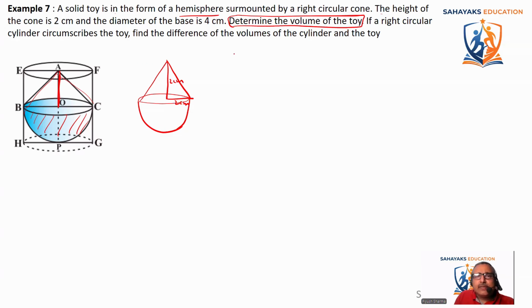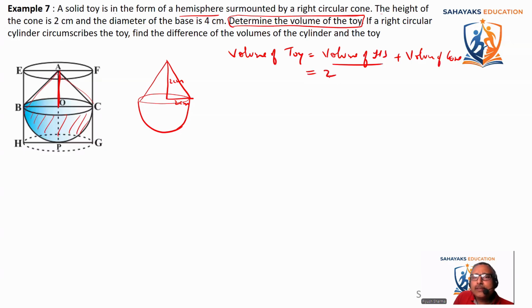Let's find the first thing first. First, we determine the volume of the toy. So volume of toy is equal to volume of hemisphere plus volume of cone. Volume of hemisphere is 2 by 3 pi r cube plus volume of cone is 1 by 3 pi r square h.